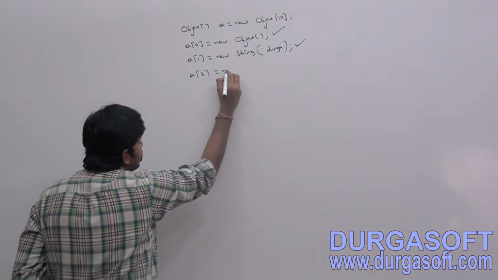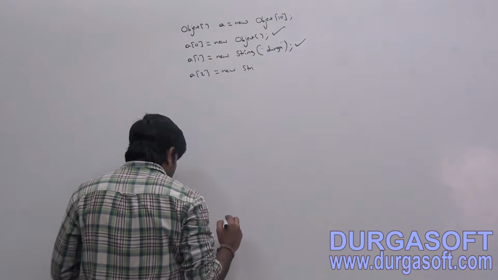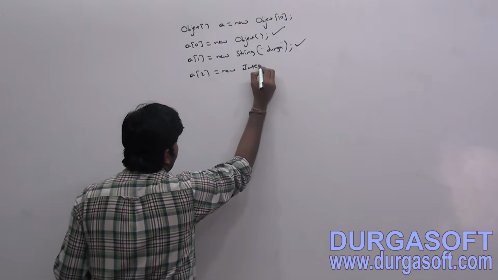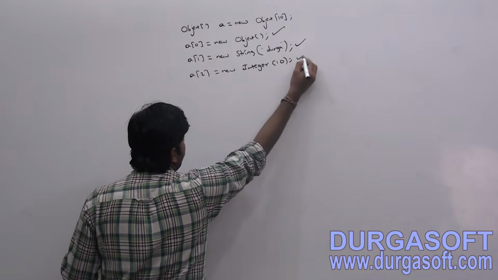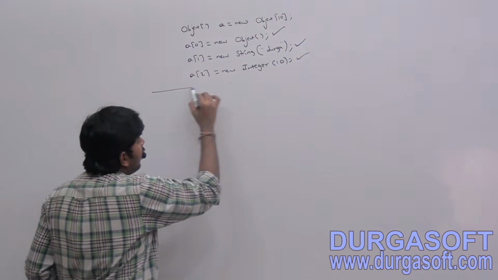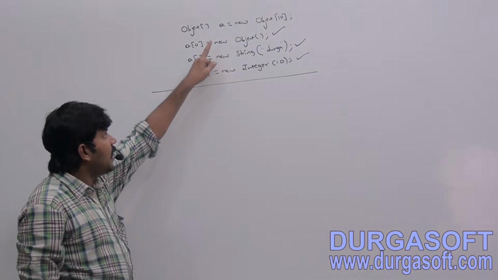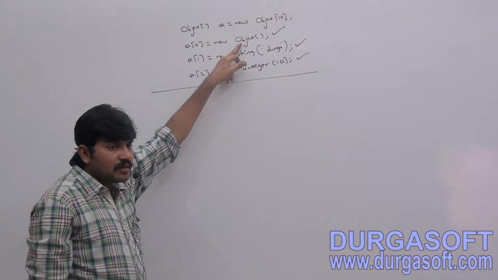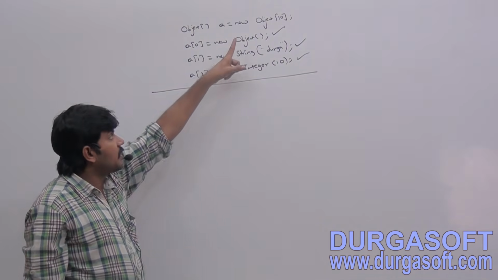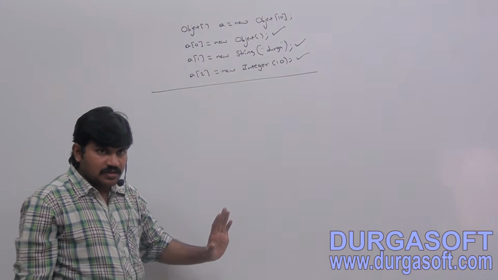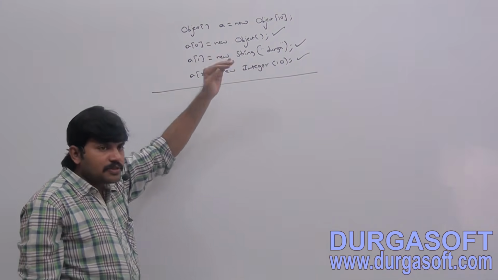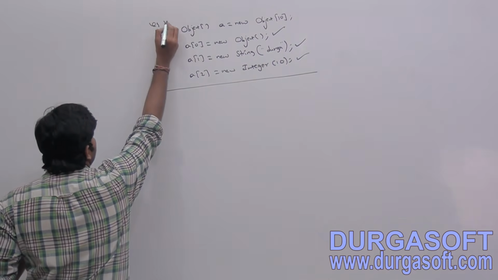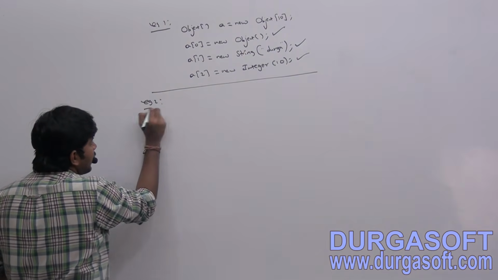a[2] = new Integer(10), valid or not? Valid. In the case of object type arrays, as array elements, we can provide either the declared type object or its child class object. So if it is an object type array, it is like this. Assume this is example 1. Let me take example 2.